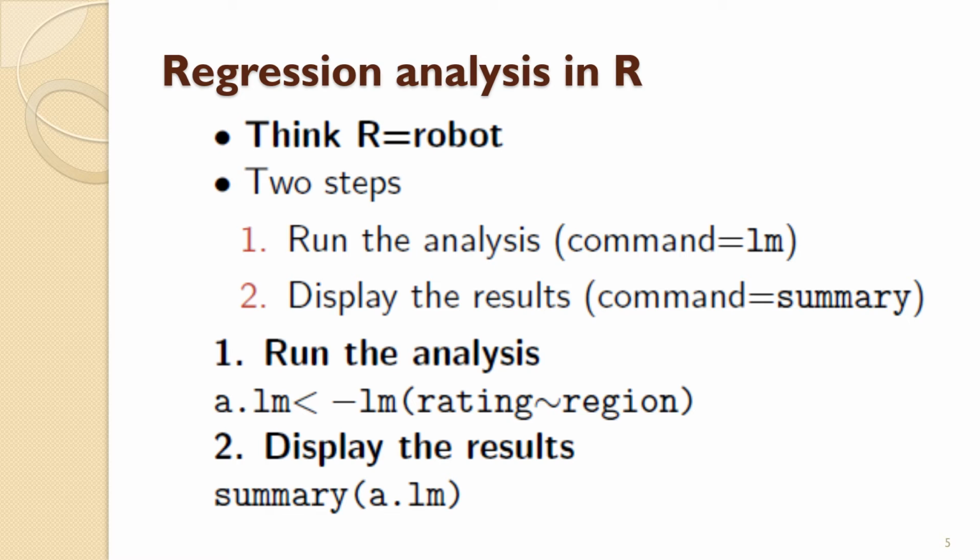Okay, but this is a very general way of working in R when you have this sort of two steps. First step is a computational step, get the thing to perform some analysis, and the second step, tell R explicitly to display the results. Okay, and also throughout this, just remember R is a robot, it will do exactly what you tell it to do, nothing more, nothing less.